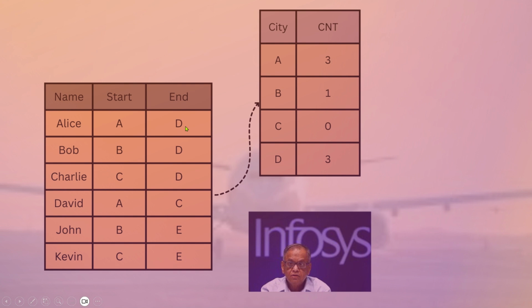The journey is from A. First the bus will start from A, then it will go to B, then to C, then to D, and then E. From A, B, C, D, E. This is the order of the journey, and this is the start and end point for each and every customer. This is the output: for each and every city you have some count.